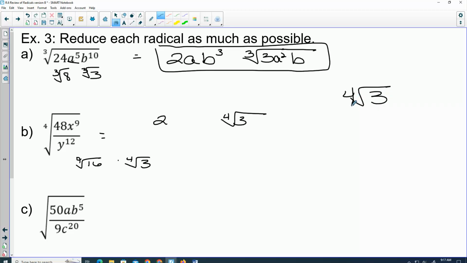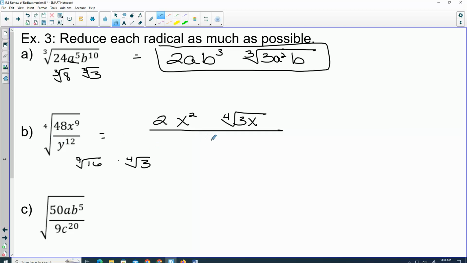What would this mean? If you write a big 4, it means 4 times the square root of 3. This is the fourth root. So make sure your index is a small number up there. All right, if I have 9 x's, how many groups of 4 can we form? 2. So 2 x's come out, and there would be 1 left over.